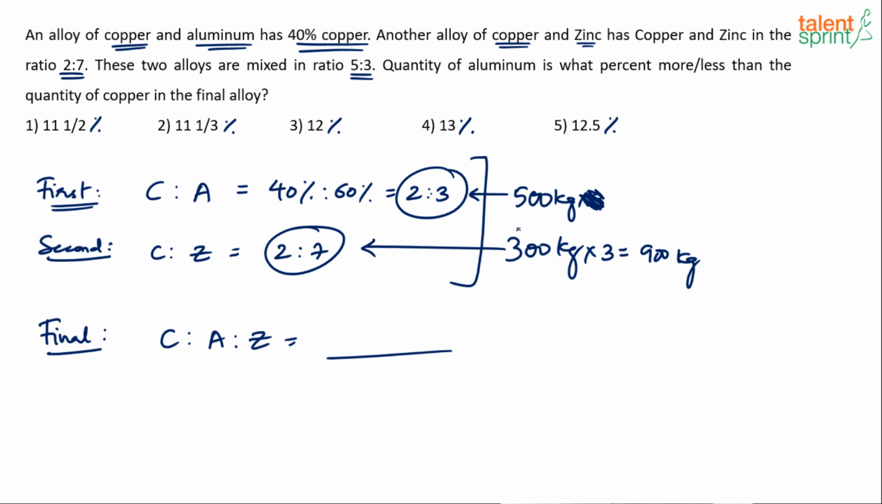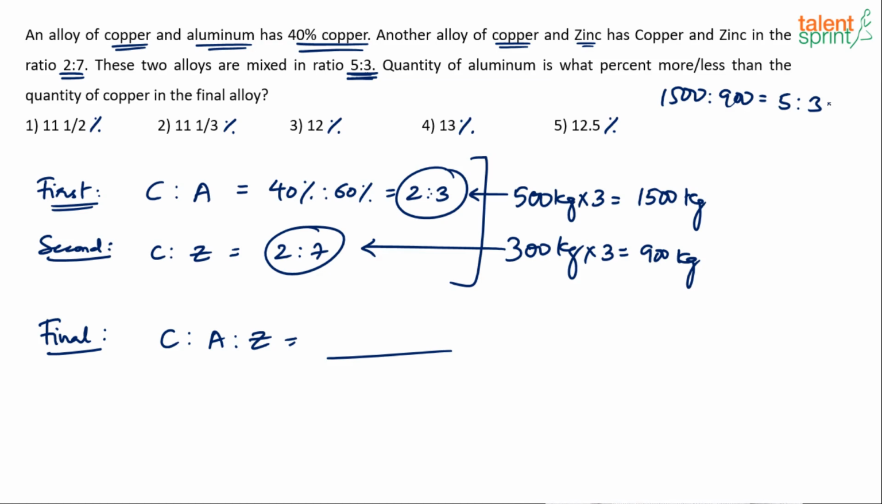If this 3 is not there, this is 500 kgs, this is 900 kgs. What's the ratio? 5:9. But I want the ratio to be 5:3. So to maintain the ratio, if you are multiplying this with 3, multiply the other one also with 3. 1500 kgs. See, final ratio remains same. 1500 is to 900 is still 5:3. No problem. 1500 is to 900 is 5:3 only, no problem.